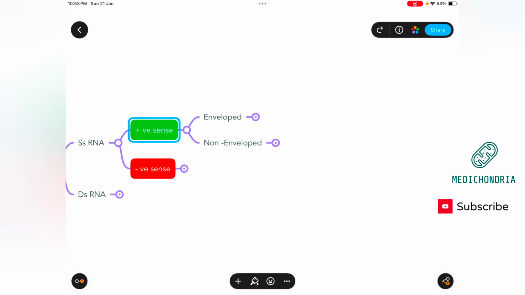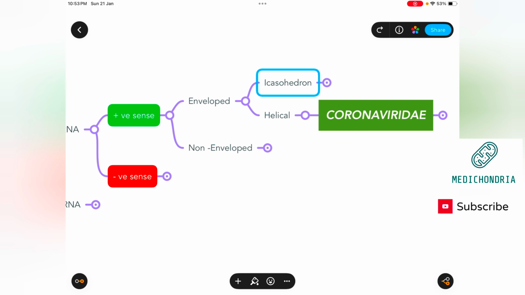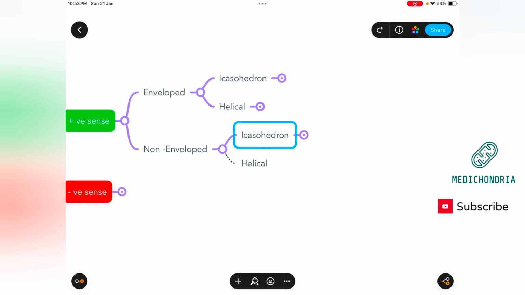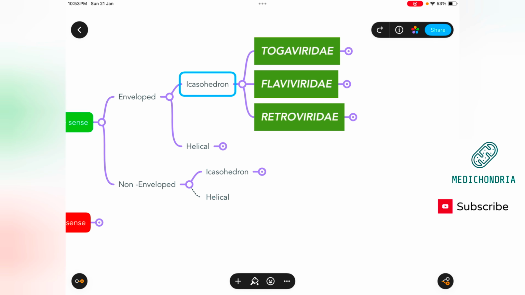and it's further classified into enveloped and non-enveloped. Enveloped and non-enveloped is based on the capsid protein and the capsomers covering the nucleoprotein, and it is further divided based on the shape. We have icosahedral and helical shapes. So over here in positive sense enveloped icosahedral, we have three virus families: Togaviridae, Flaviviridae, and Retroviridae.